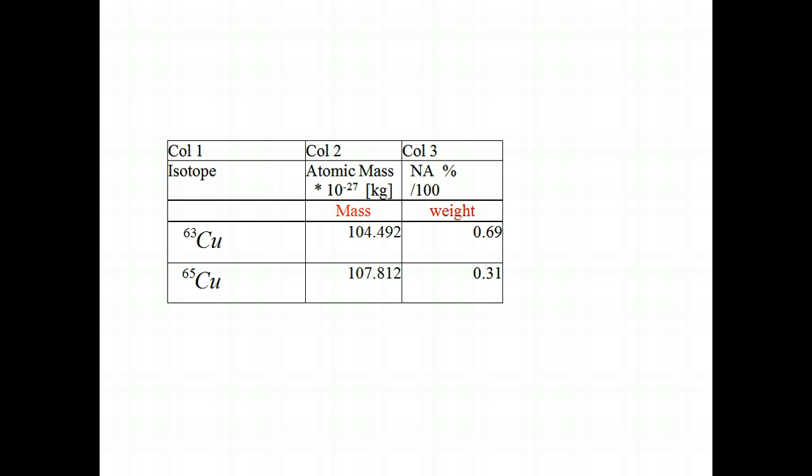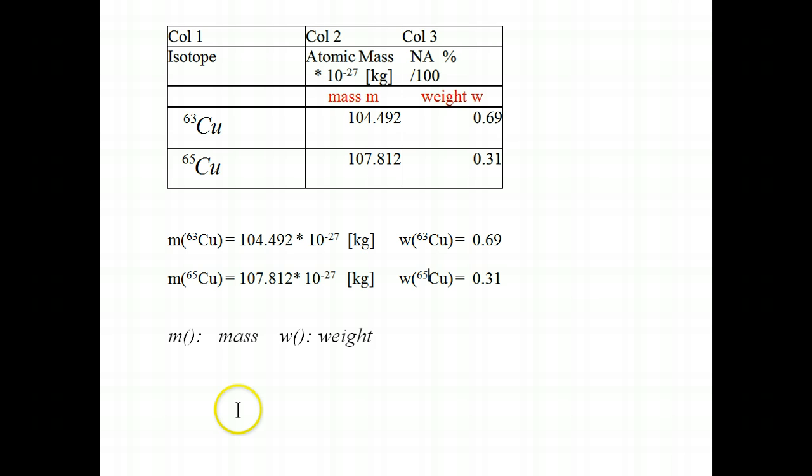Here you have all the information you need to calculate the relative atomic mass of copper. Cu63 with a mass of 104.492 multiplied by 10 to the power of minus 27 kilogram, and the weight is 0.69. And Cu65 with a mass of 107.812 multiplied by 10 to the power of minus 27 kilogram with a weight of 0.31. We can write this information in the following way: the mass of 63 copper, the weight of 63 copper, the mass of 65 copper, and the weight of 65 copper.